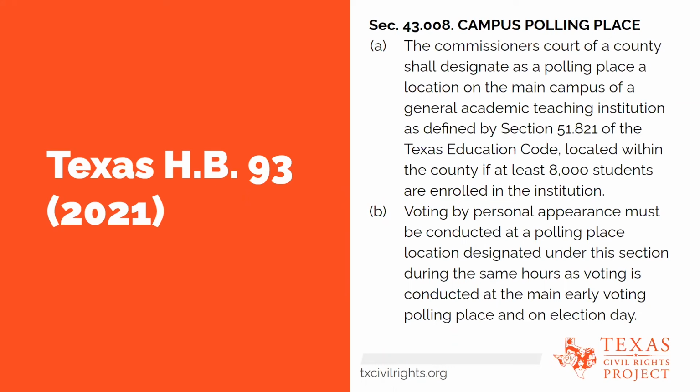And the bill also would have required that such a polling location be open for the same hours as the main early voting polling location in their county and on election day. This would have been a big win for voting accessibility for college students in Texas, but unfortunately the bill never even made it out of the House Elections Committee. So legislation like the Youth Voting Rights Act or House Bill 93 would certainly increase the opportunities for college students across the country to exercise their right to vote.